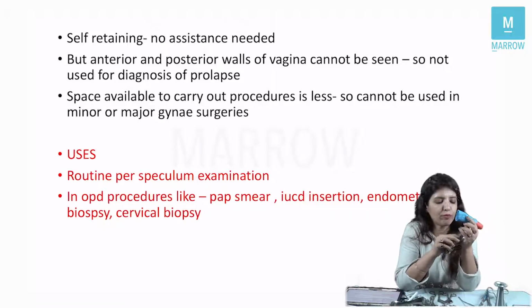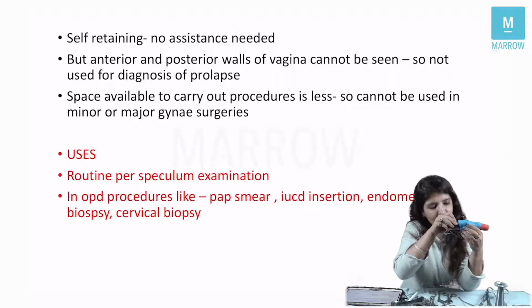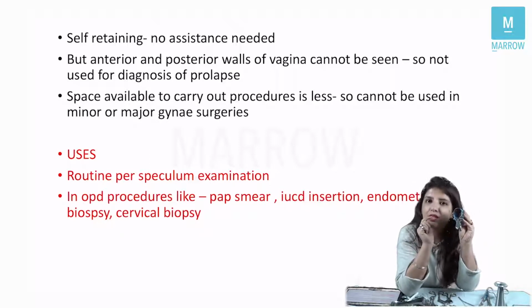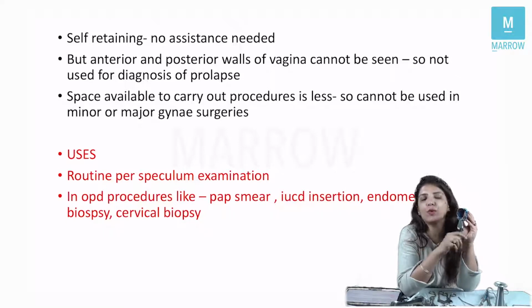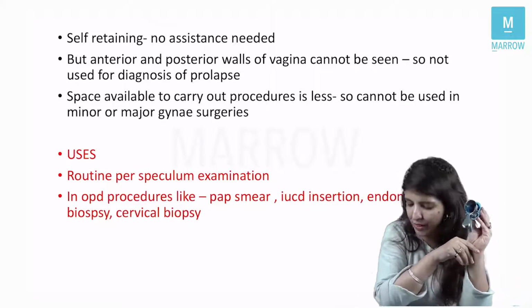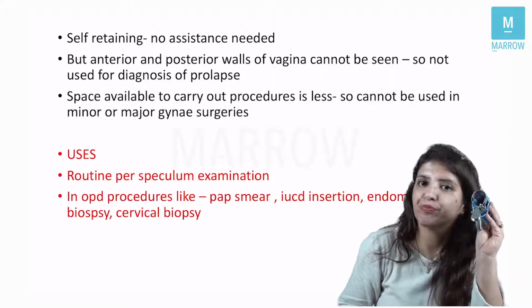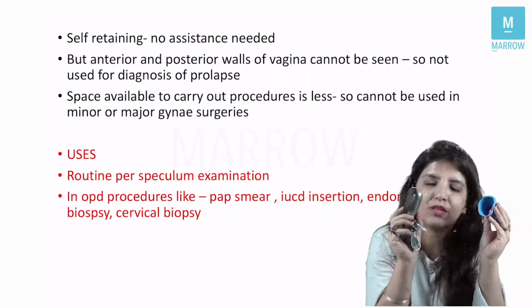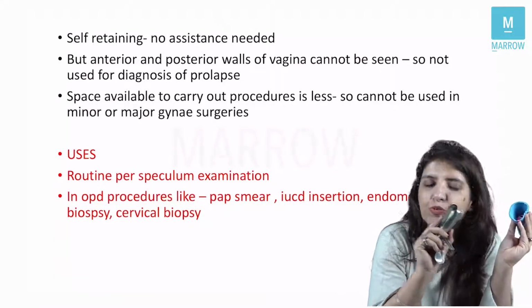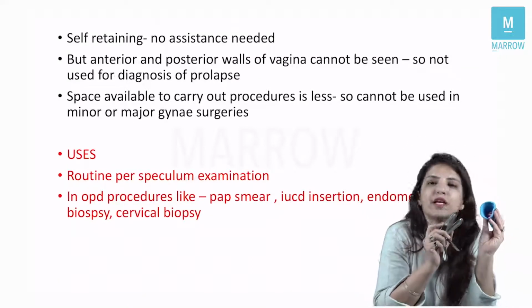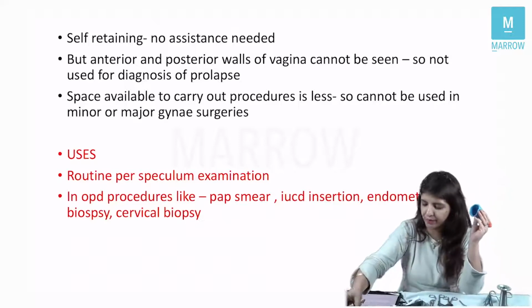The second problem with Cusco's is that here you are getting very little space. So this Cusco's speculum cannot be used if you are doing minor or major gynae surgeries. That is the biggest problem with Cusco's, right? So this was Cusco's speculum, and the earlier one which we did was a Sims speculum. This is self-retaining, that was a non-self-retaining speculum, right?